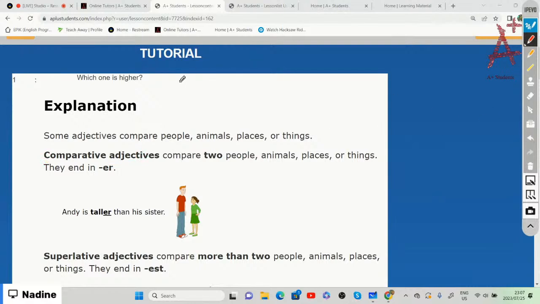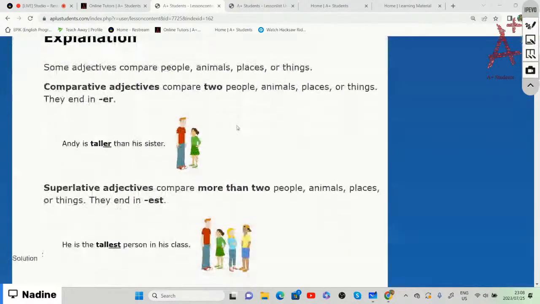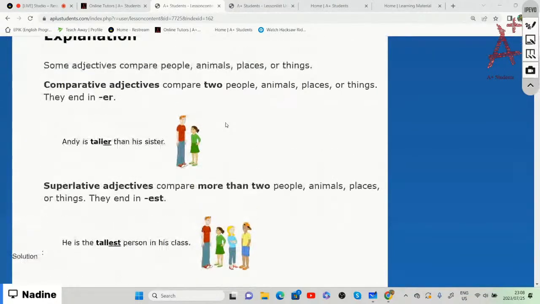Basically, comparative adjectives compare two people, or animals, or places, or things. And we say that with comparative adjectives, the adjective ends in er because now we are comparing them to one another, or to each other. So that is a comparative adjective.